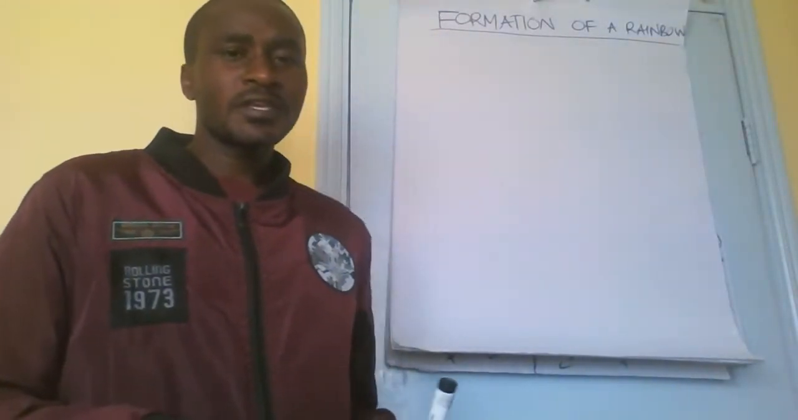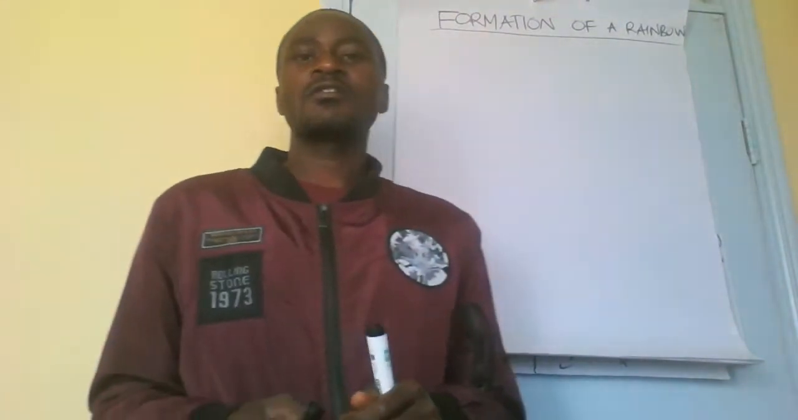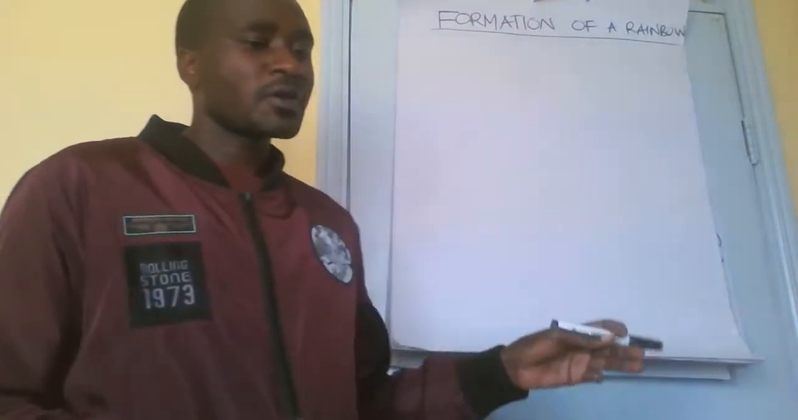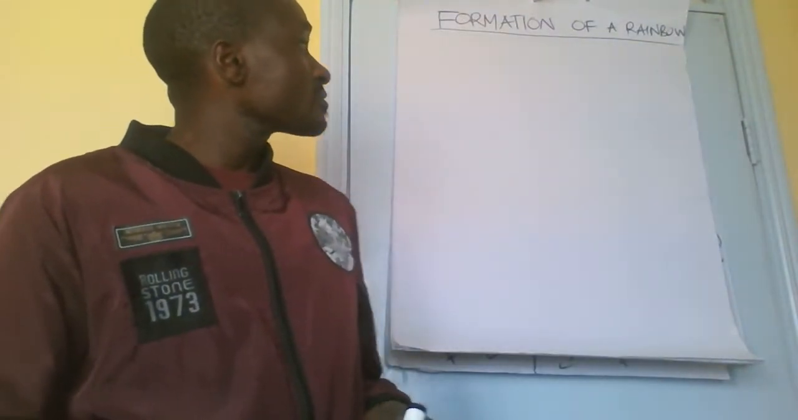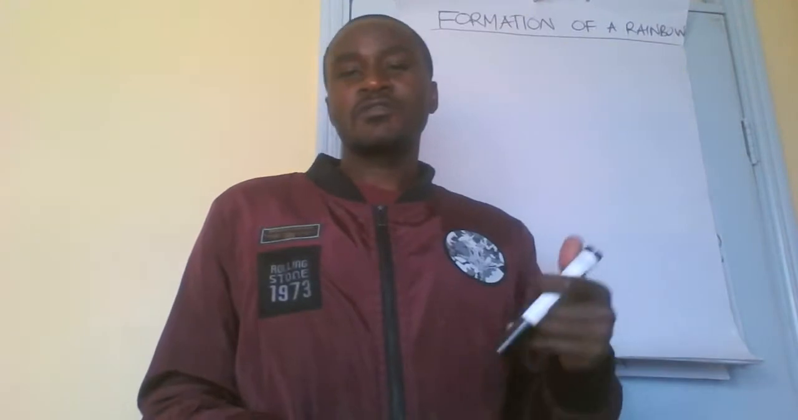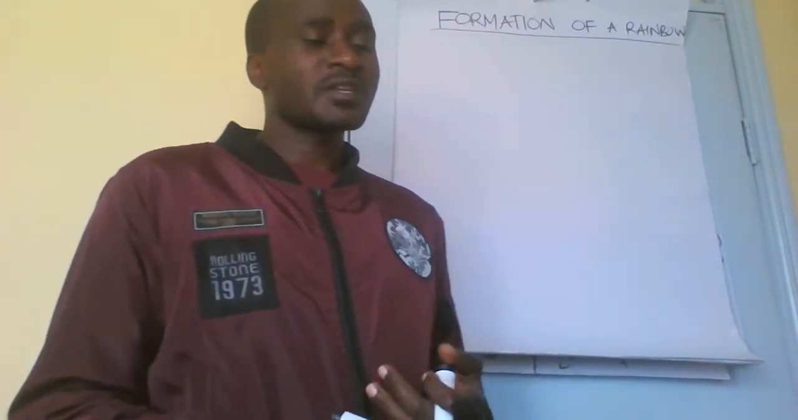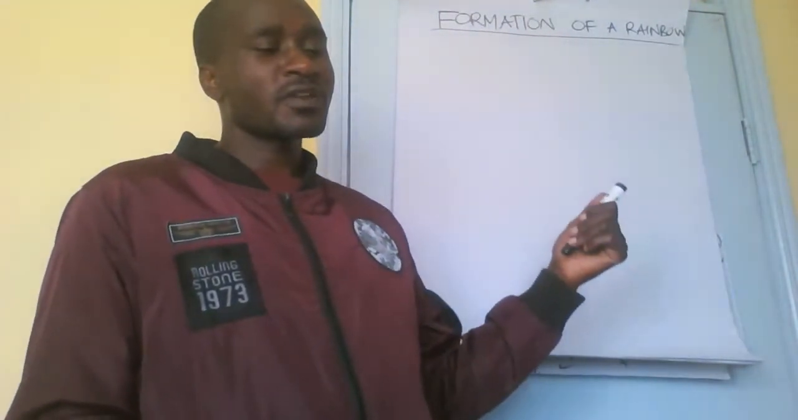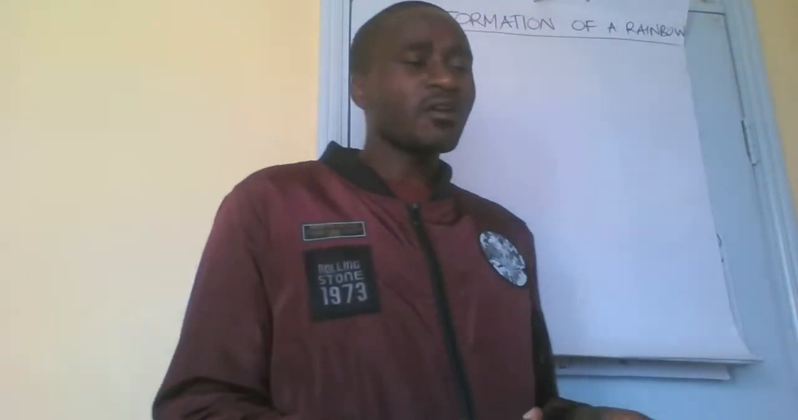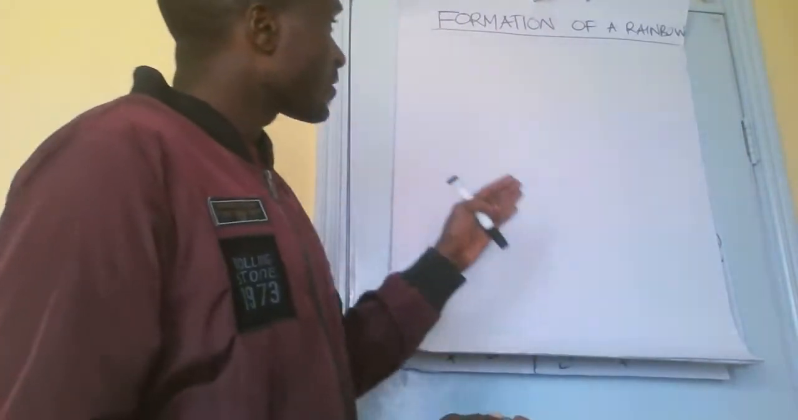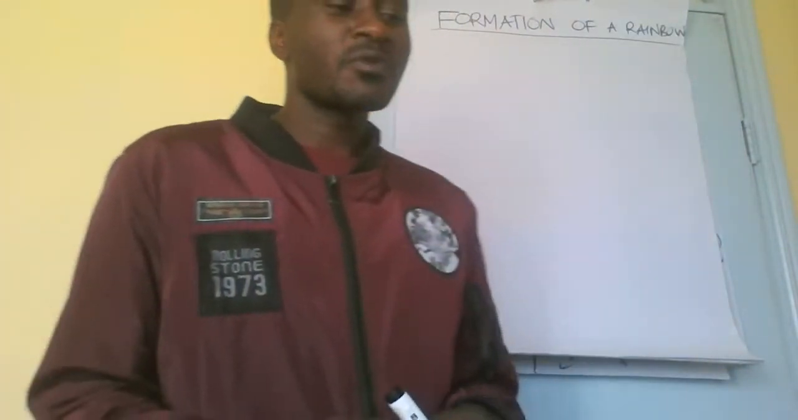Our lesson today is about the formation of a rainbow. We are going to find out what brings a rainbow, how a rainbow is formed. Remember, our previous lesson was about refraction of light, and before refraction of light we had reflection of light. And refraction of light, we said, is the bending of light, the apparent bending of light. So today we are going to discover how a rainbow is made, what brings a rainbow.